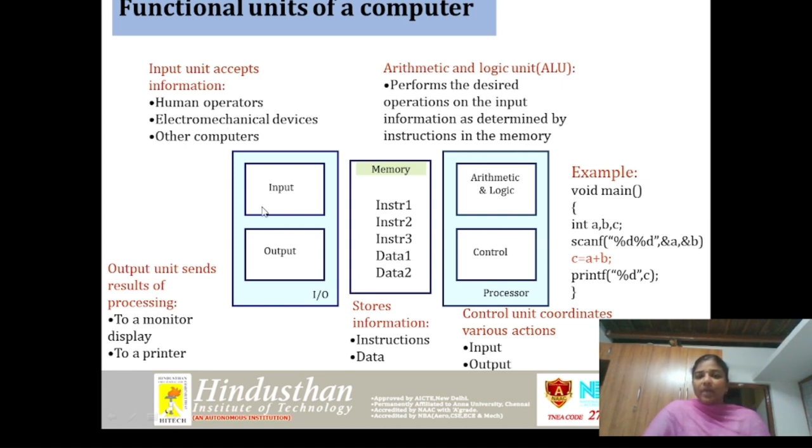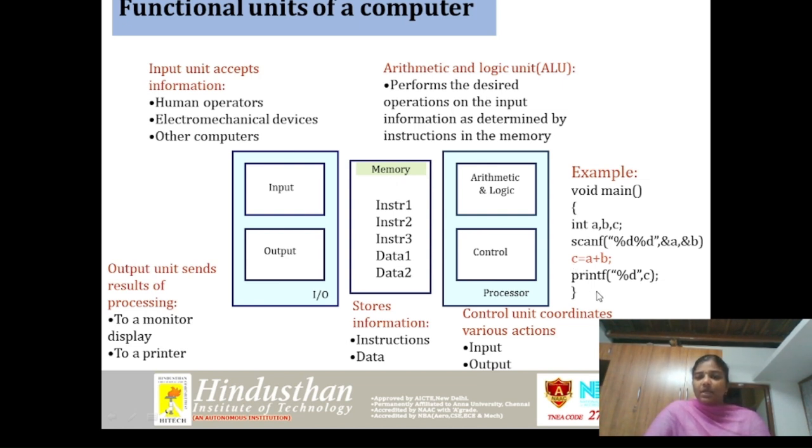When 5 and 10 are entered into the input unit, they will be fed into the memory unit. The values 5 and 10 will be stored in the memory unit, and then they will be led into the ALU. In the ALU, if it has to perform an arithmetic operation or a logical operation, it will be performed accordingly. In this program, we have to perform the arithmetic operation, that is the addition operation. The addition operation will be performed with the help of the ALU. So 5 and 10 will be added, and the result 15 will be stored in the memory location C, which is present in the memory unit.